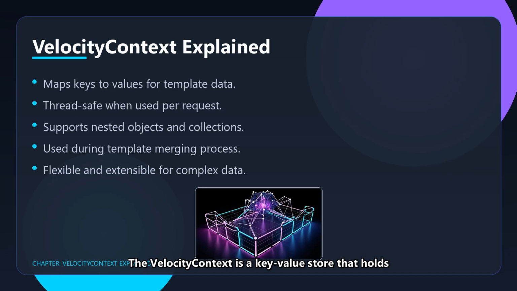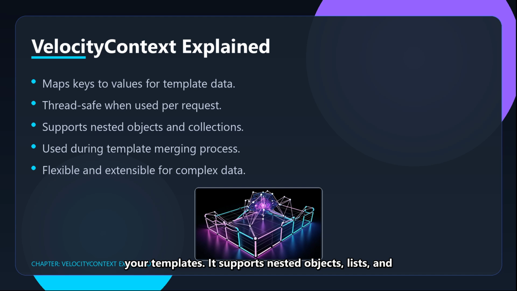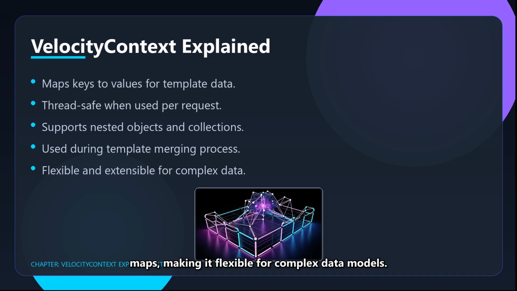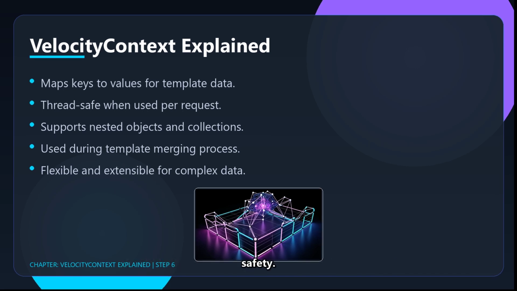The Velocity context is a key-value store that holds the dynamic data you want to inject into your templates. It supports nested objects, lists, and maps, making it flexible for complex data models. It's crucial during the template merging phase and should be instantiated per request to maintain thread safety.